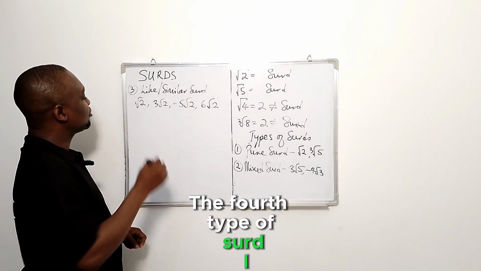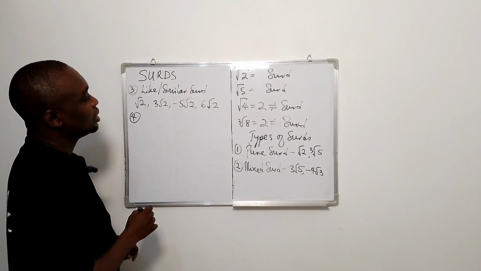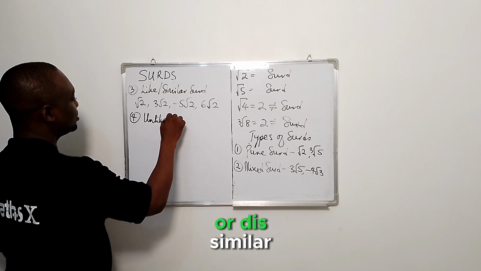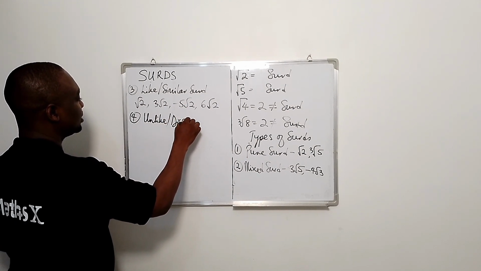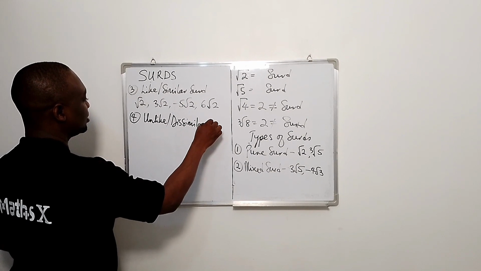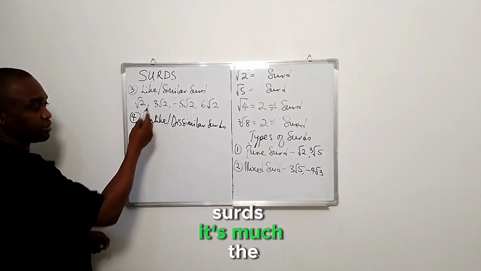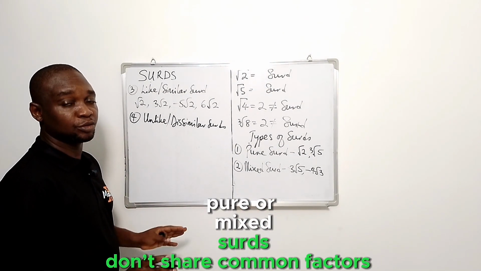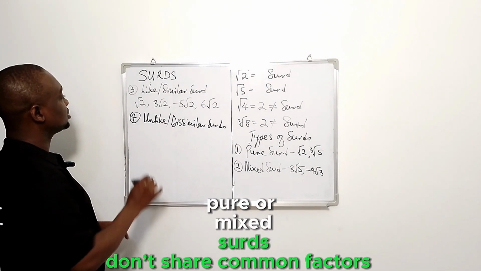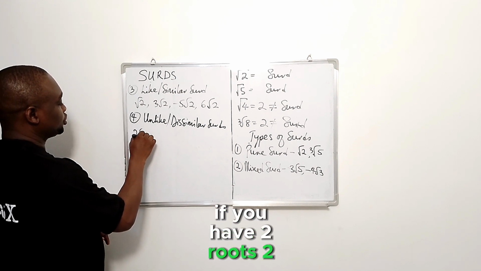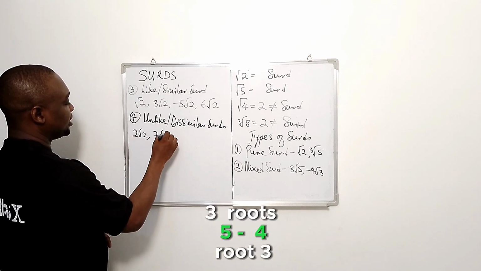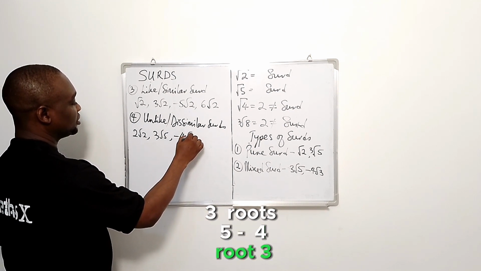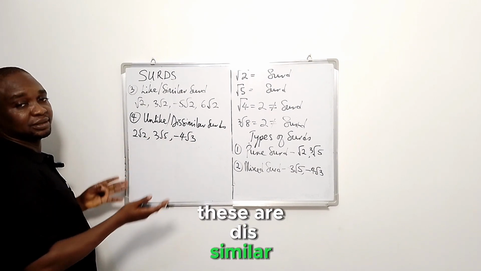The fourth type of surd I want us to talk about are called unlike or dissimilar surds. It's much the opposite of this, where pure or mixed surds don't share common factors. So if you have 2 root 2, 3 root 5, minus 4 root 3, these are dissimilar surds.